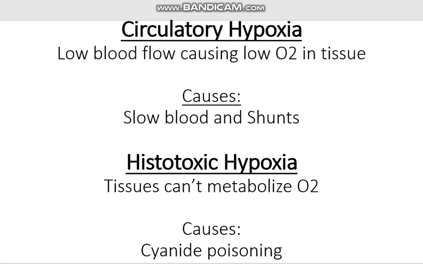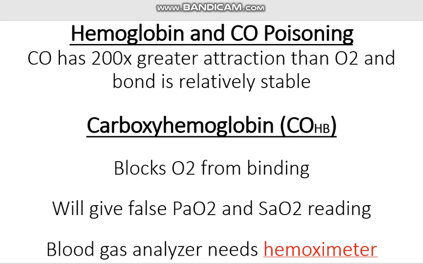Circulatory hypoxia is due to low blood flow causing low O2 in the tissue. Some causes are slow blood in shunts. Histotoxic hypoxia is due to tissues not being able to metabolize O2. Some causes are cyanide poisoning and carbon monoxide poisoning.